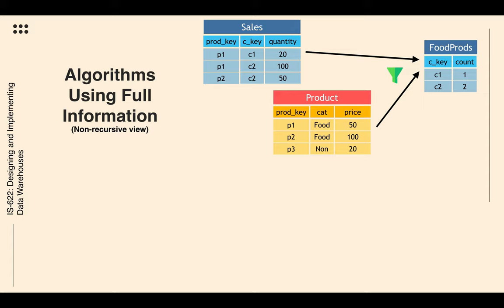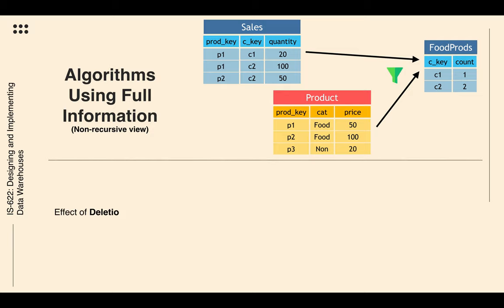As I mentioned, let's expand it a bit. We now have the sales with some values. We have customer C1 ordering product P1 for an amount of 20, and then product P1 is again ordered by customer C2 for quantity 100, and P2 is ordered by customer C2 for a quantity of 50. Then we have a products table which has more information about these products, P1, P2, and P3, out of which we can see that P1 and P2 are both food category products. P3 is a non-food category, and the price is given just for the sake of it; we are not using it. And then we have the sample materialized view that we created in the previous slide, food prods. Since C1 has ordered one food product, and C2 has ordered P1 and P2, which are both food products, we store the count as 2.